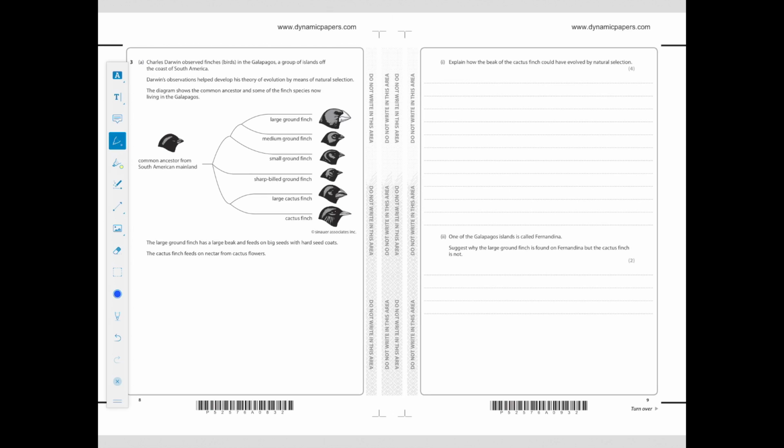The large ground finch has a large beak and feeds on big seeds with hard seed coats. That makes sense, so he can crack them open. The cactus finch feeds on nectar from cactus flowers. Explain how the beak of the cactus finch could have evolved by natural selection. So the cactus finch, let's have a look, it has smaller beaks.